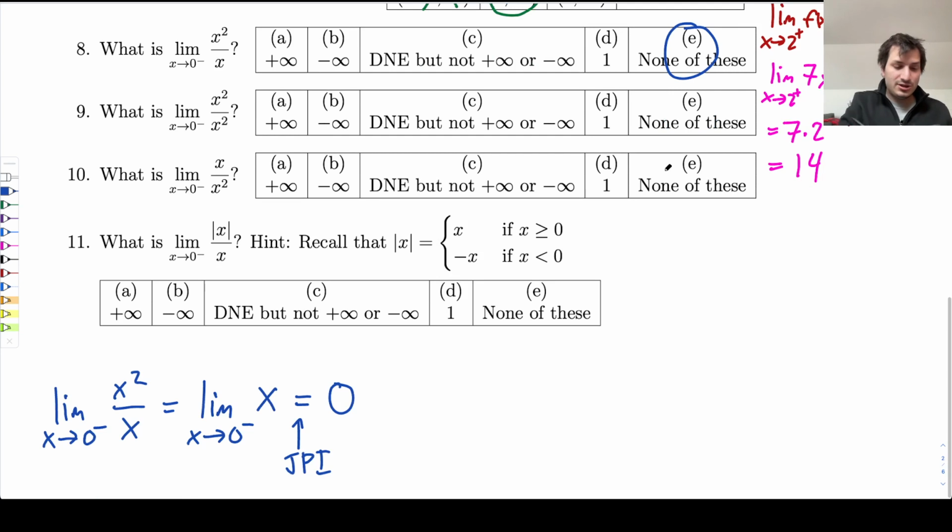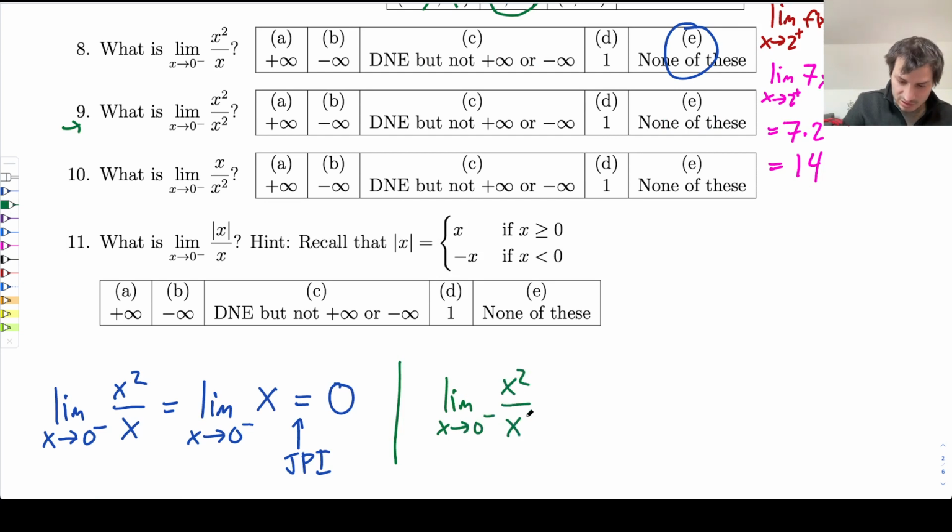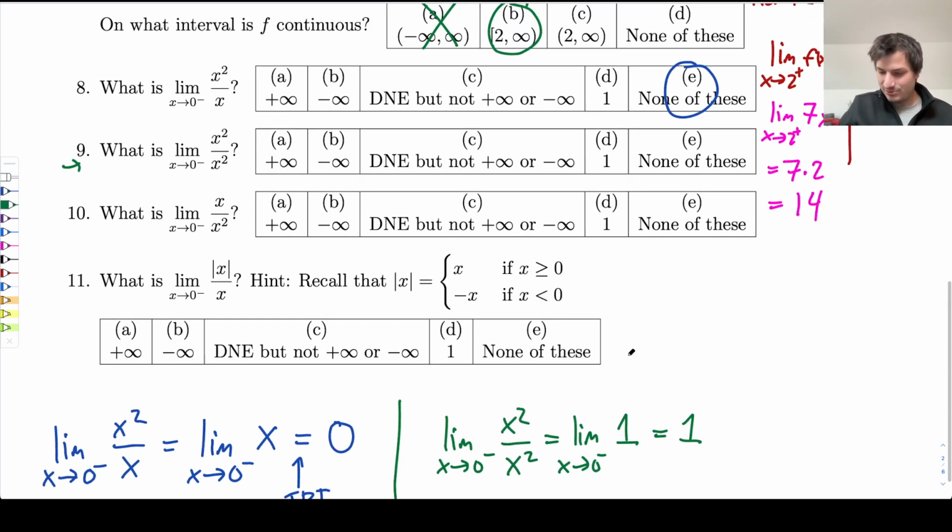Okay, question 9. Question 9 is the limit as x goes to 0 minus of x squared over x squared, which is again a 0 over 0. In this case, x squared over x squared, they completely cancel out. x squared over x squared is the same thing as 1. What's the limit of 1? It's 1. So you can just plug in if you want, the limit of 1 is 1. So the answer is 1.